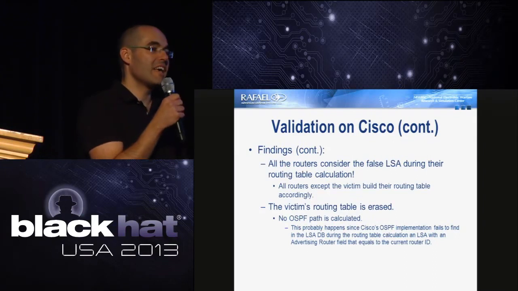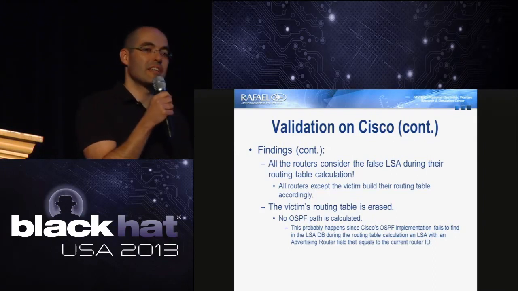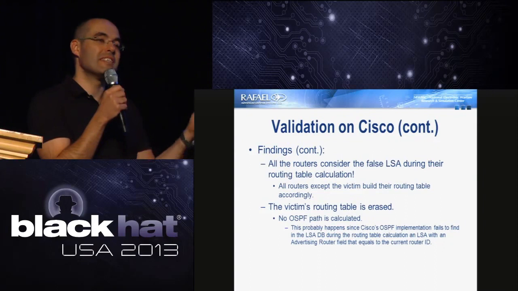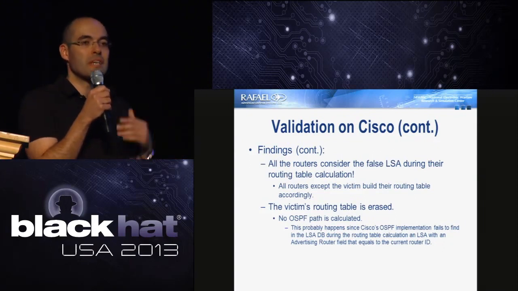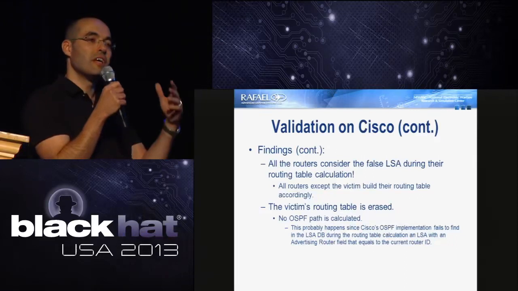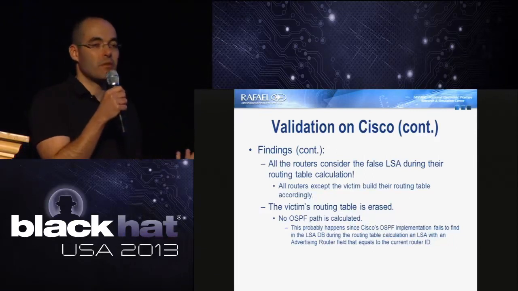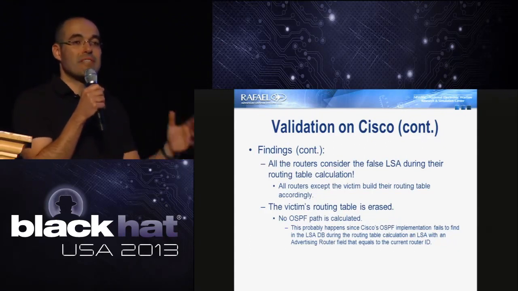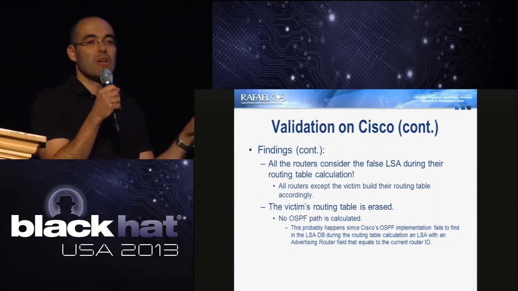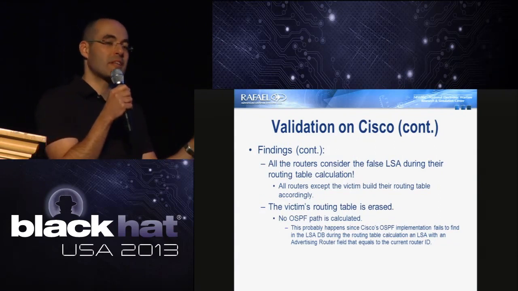But actually, after we looked at it, we saw that the victim router also takes into consideration during its routing table calculation the false LSA. It doesn't have the valid LSA. And it does calculate the routes correctly, but somehow it does not install the routes in its routing table.